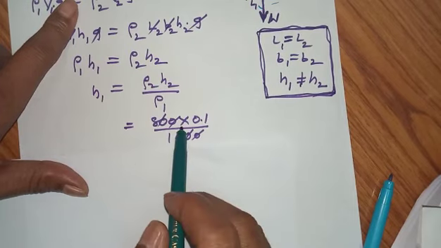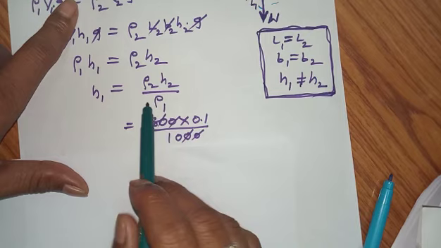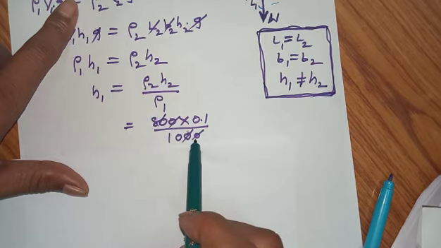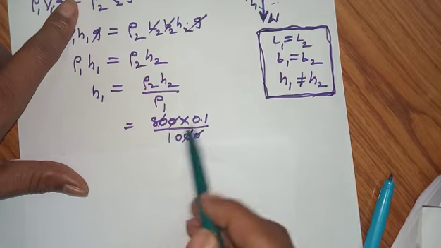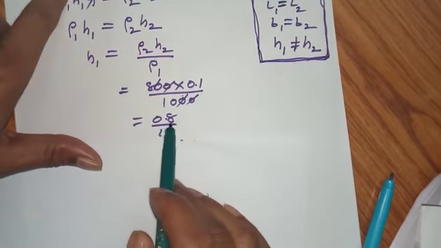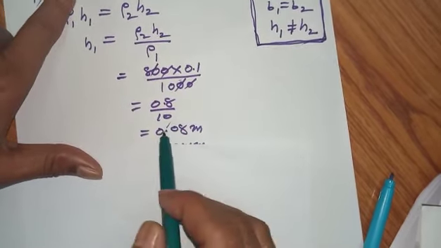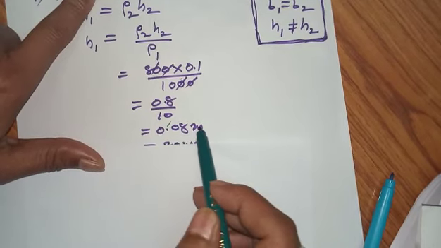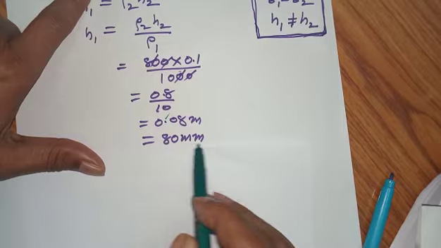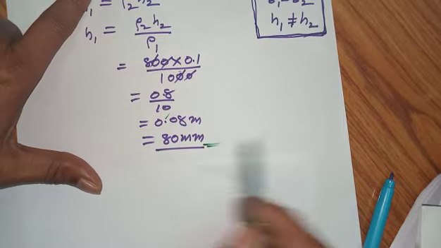Density of solid is 800 kg per meter cube. Density of liquid is 1000 kg per meter cube. Cancel the zeros. So what will we get? 0.8 by 10, that is 0.08 meters. Converting into mm by multiplying with 1000, you will get 80 mm. Like this you can solve.